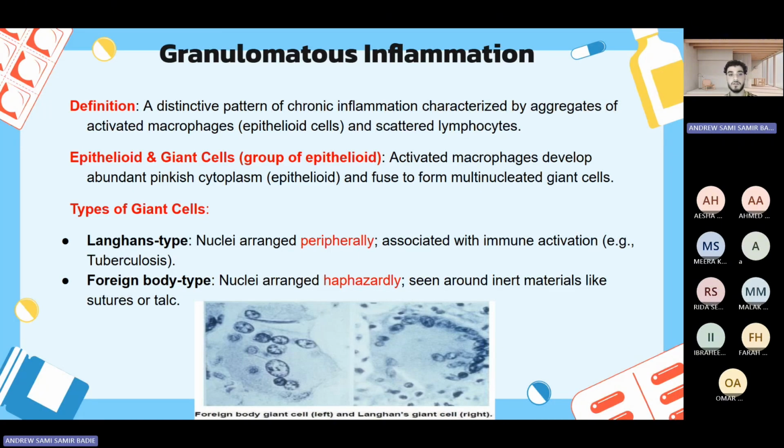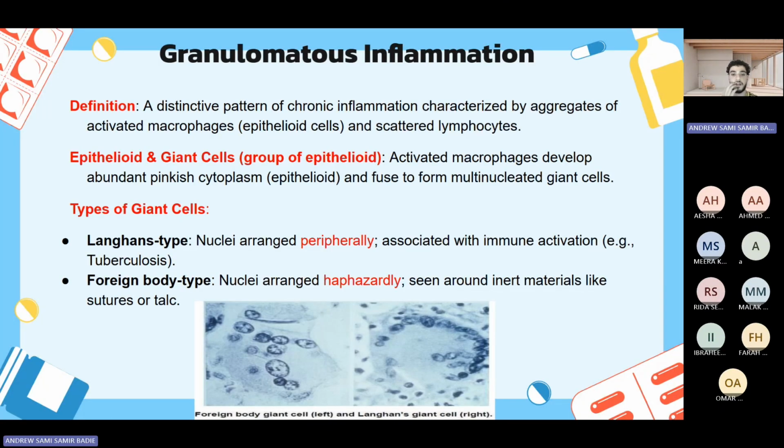We have two types of giant cells: Langhans and foreign body. Very, very important. Langhans cells are usually associated with immune activation, as in tuberculosis, and their nuclei are arranged on the periphery. If you can see the bottom picture, they're usually on the side here. They're not really in the middle.